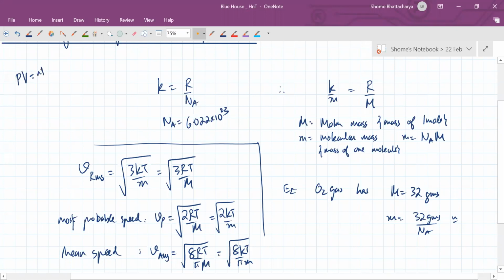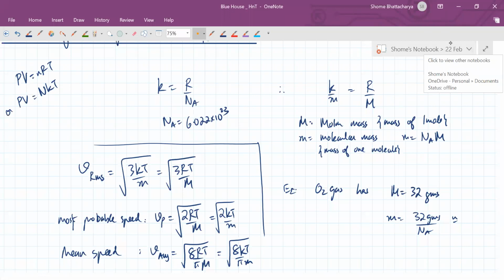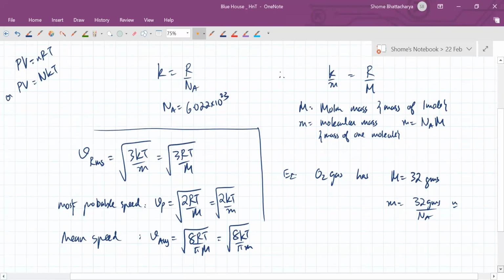PV equal to nRT is equivalent to saying that PV is equal to NkT. Yeah, that's correct. Okay. Now let's come back to the Maxwell-Boltzmann law.